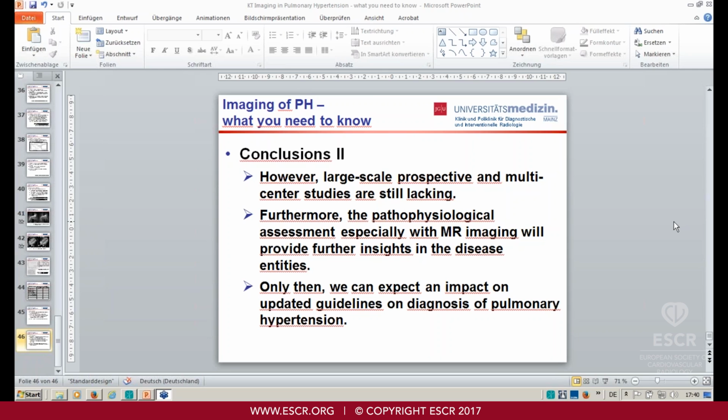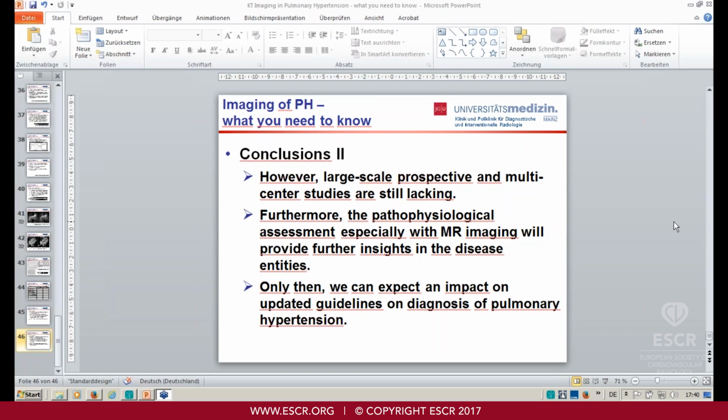And if you are doing MR imaging, do not forget to do perfusion imaging just for detection of patients which suffer from chronic thromboembolic pulmonary hypertension, because these patients are potential candidates for a life-saving therapy in these cases.